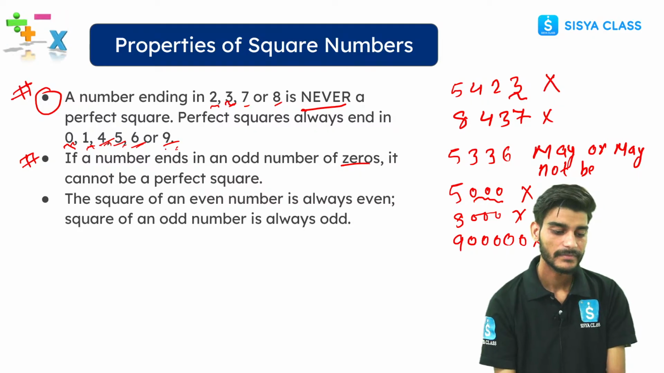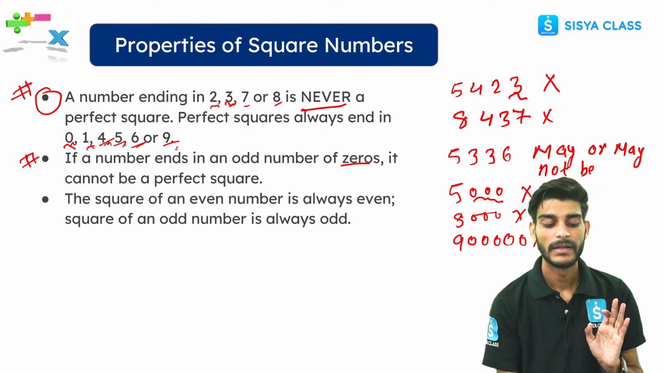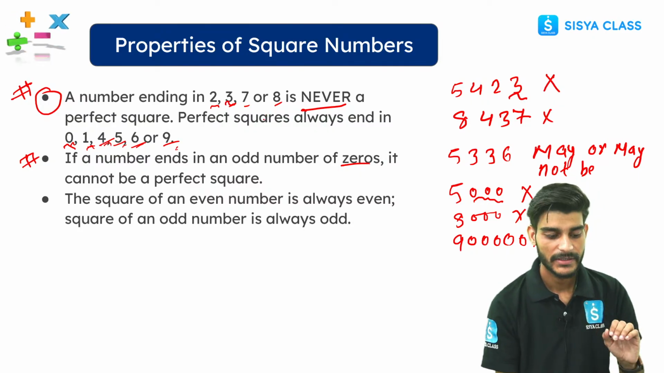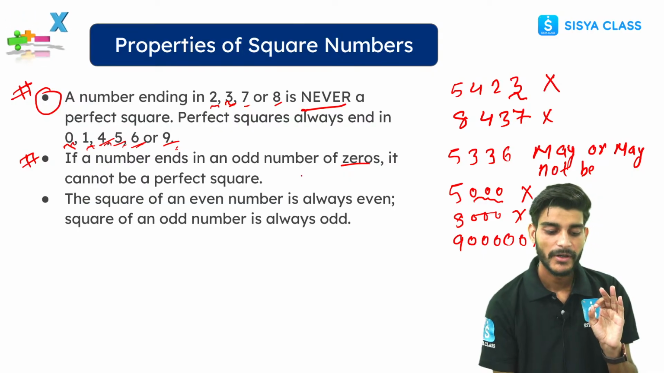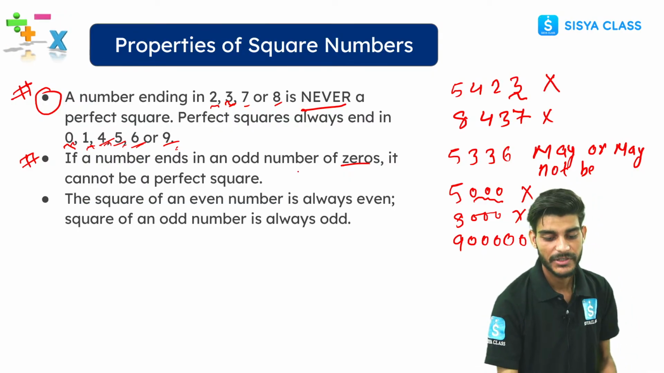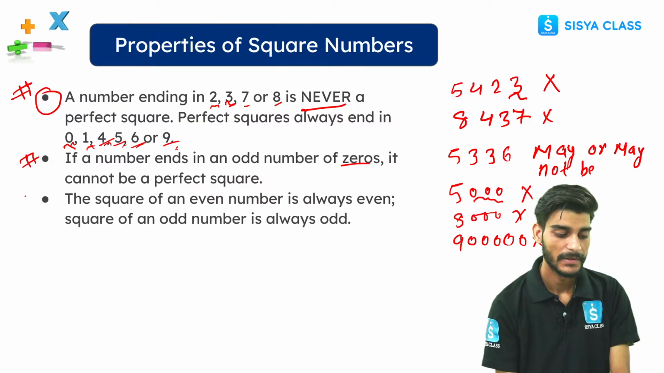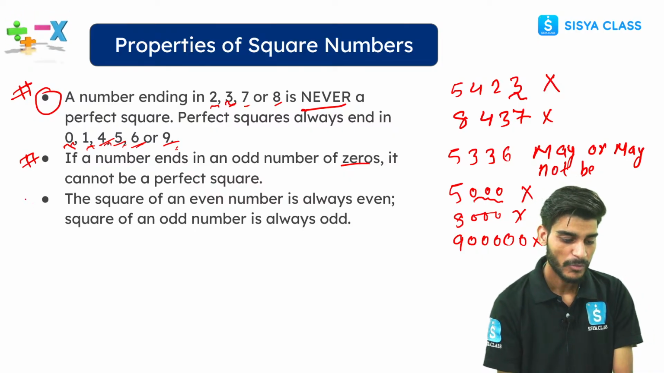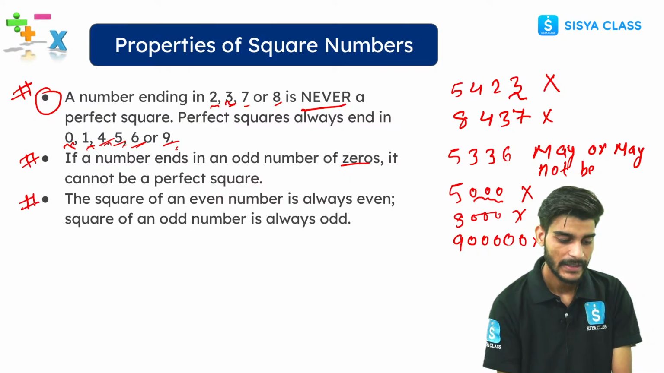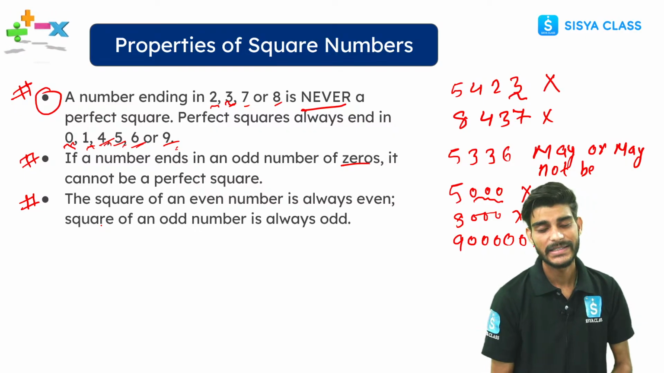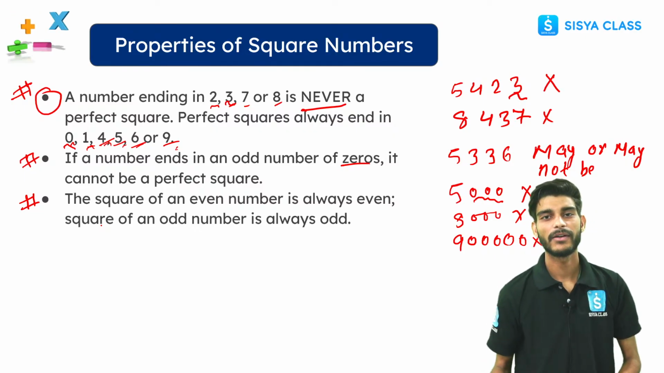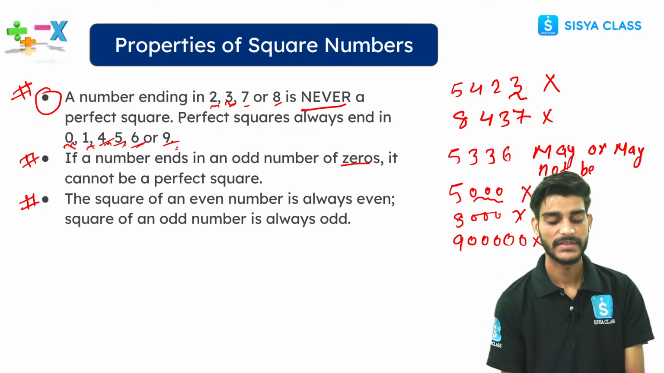First one, a number ending with 2, 3, 7 or 8 can never be a perfect square. Second one, a number ending in an odd number of zeros can never be a perfect square. Shall I move to property number 3? Property number 3 says that the square of an even number is always even and the square of an odd number is always odd.